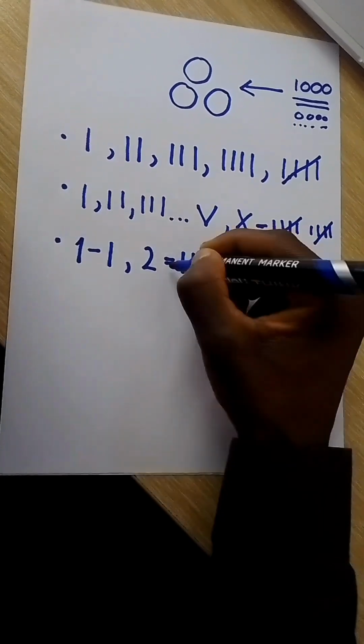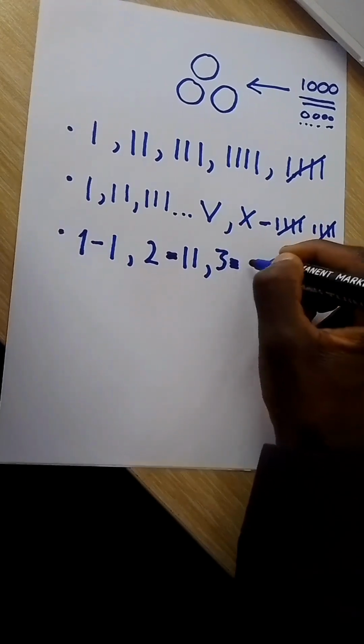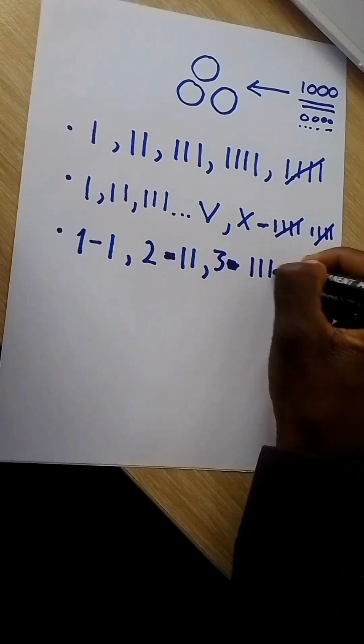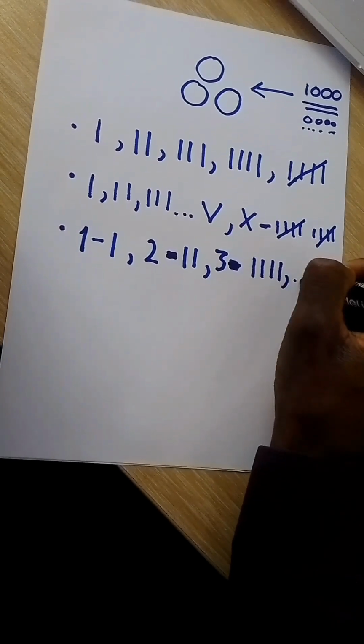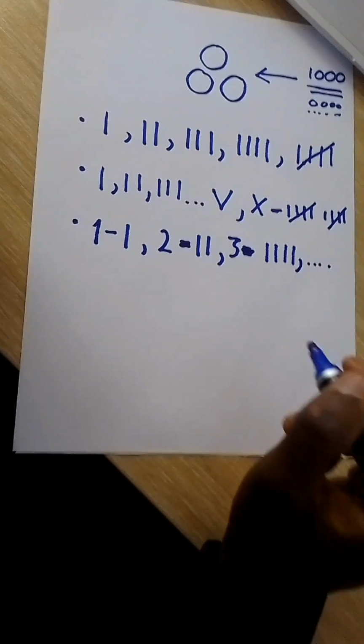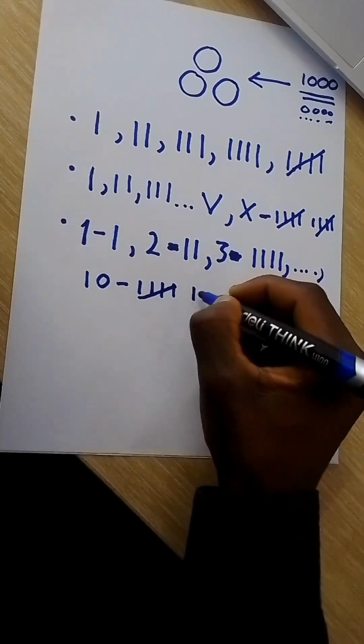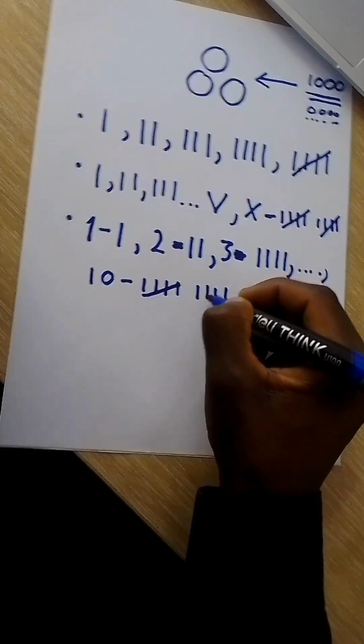Now I want you to pay special attention. I wrote 3, but I put 4 strokes. That wasn't deliberate. That was a mistake. And we use 5 strokes for 10. Now, when I'm saying strokes, I'm also including the diagonals.